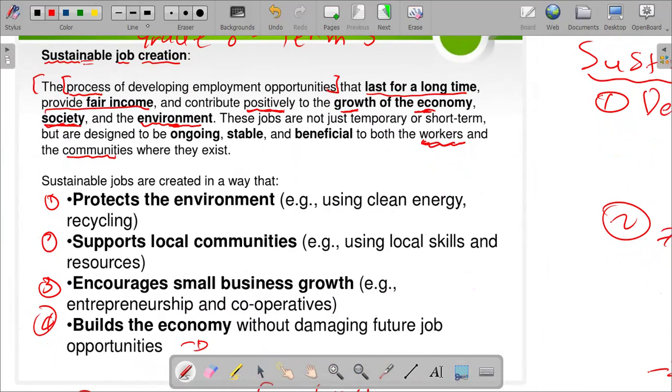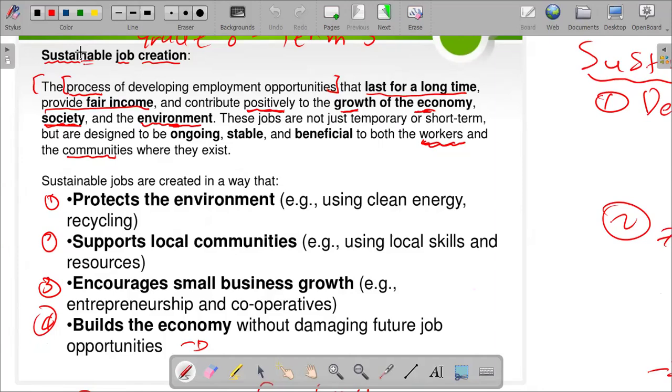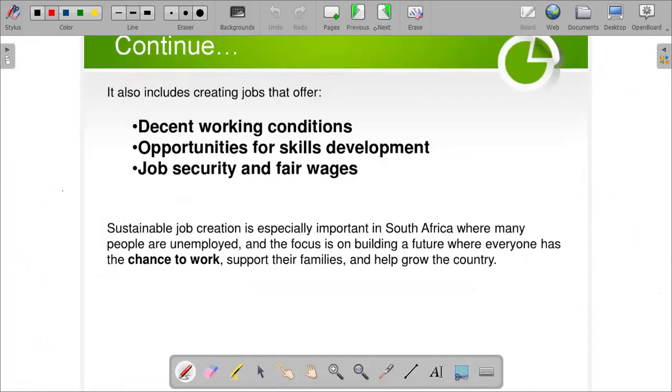When we are creating jobs for people that are sustainable, that will be there for a very long time, and that will also be growing the economy and not harm people or communities or businesses. As we move along, it also includes creating sustainable job creation.